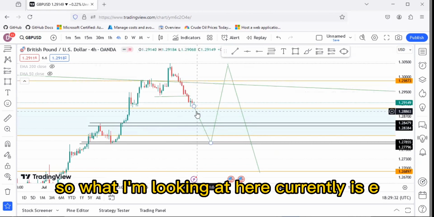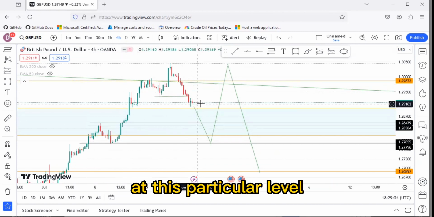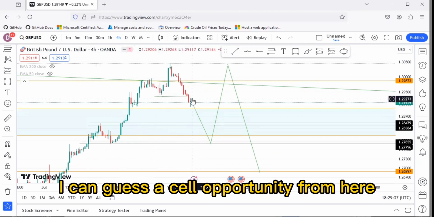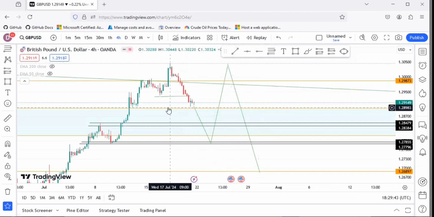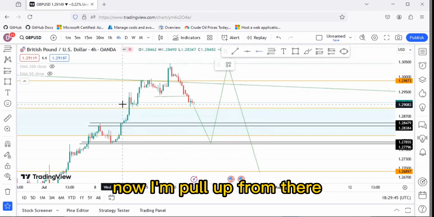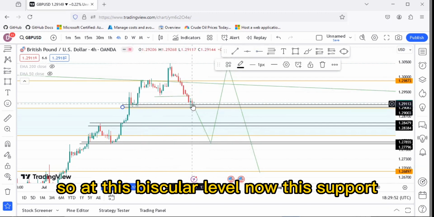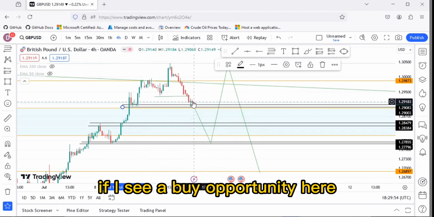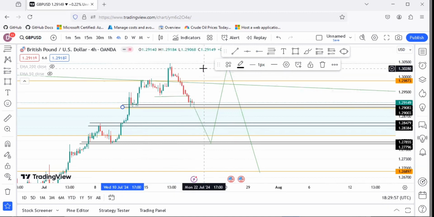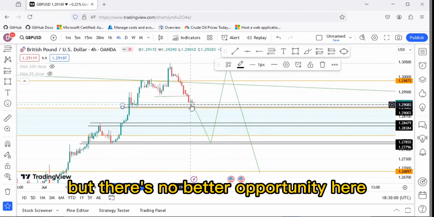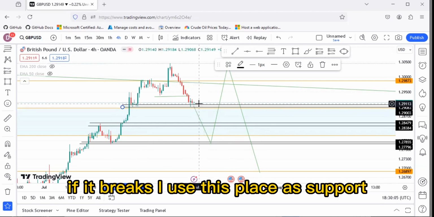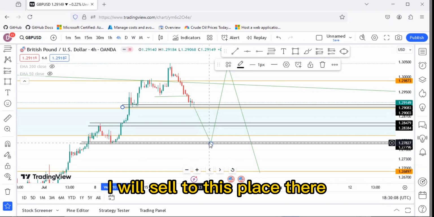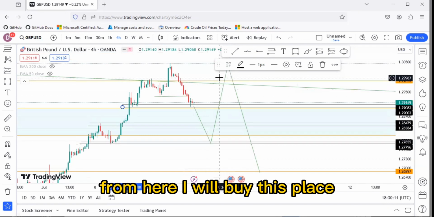So what I'm looking at currently is, at this particular level, if I can get a sell opportunity here, and if the price breaks this, the price might get to this point and pull up from there. At this support, if I see a buy opportunity, I'm going to buy to this place. But if there is no buy opportunity here, I will wait for this level to be broken. If it breaks and uses this place as support, I will sell to this place. Then from here, I will buy to this place.